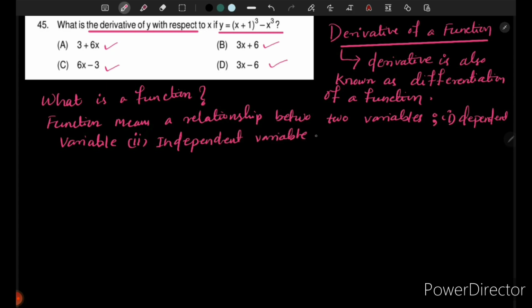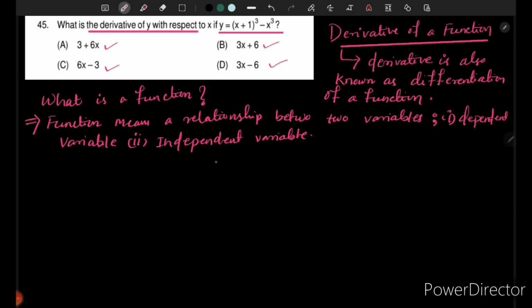That means when one dependent variable is expressed in terms of another independent variable, so that is called a function. So function means a kind of relationship between dependent and independent variable, or in other words we can say when a dependent variable is expressed in terms of an independent variable, then we can say that is a function.